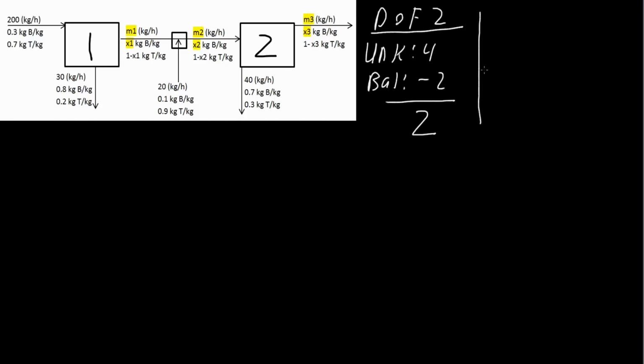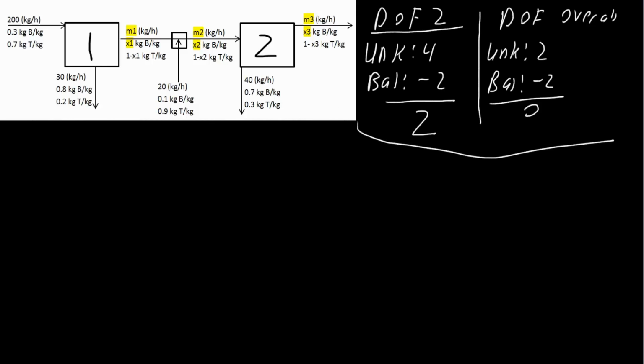Now, what if I do an overall system? This whole thing right here. Then maybe we can solve. So DOF overall. For the overall system, we have just these 2 unknowns because we ignore the inside terms. We still have balances B and T, so minus 2 is equal to 0. So in order to solve this problem, we will first do an overall system balance.